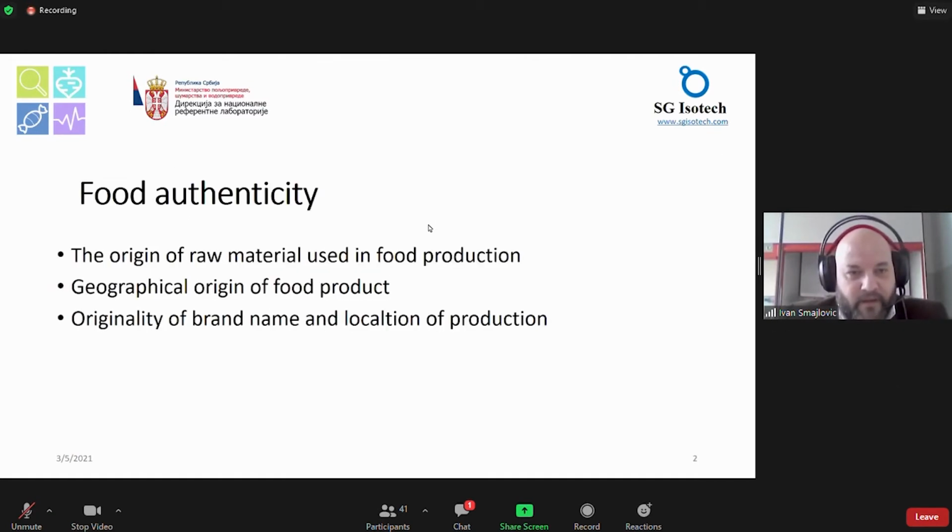Okay. Food authenticity. There are three aspects of determination of food authenticity. We can look at it from different perspectives, depending on what information we want to obtain. The first is the origin of raw material used in food production, which means which kind of plants, industrial plants, fruits, for example, grapes for wine production, etc.